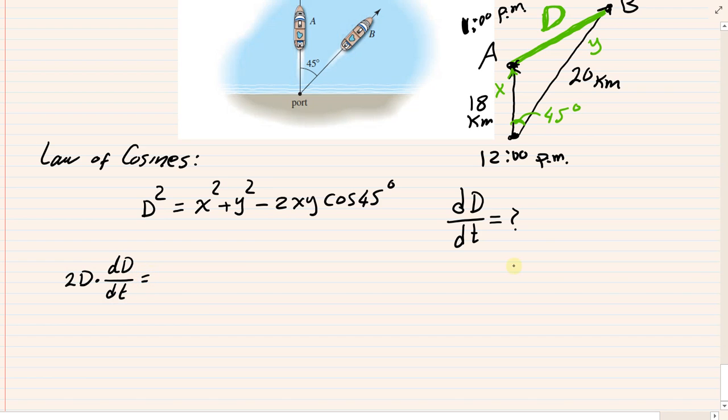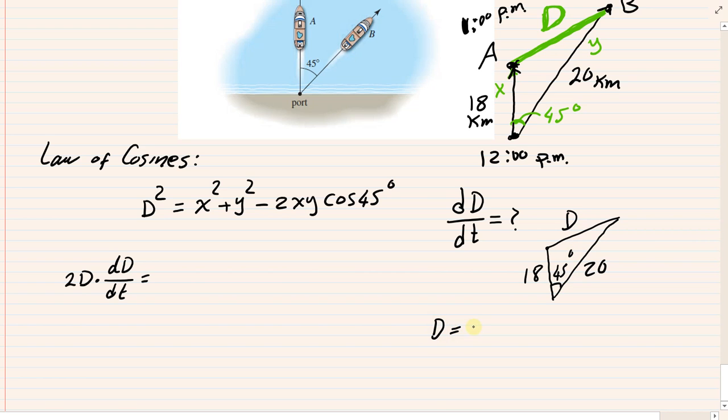And while we are at it, let's find the distance d between them at 1 o'clock. So at 1 o'clock, this is kind of how it's going to look. There you go. This is how things are at 1 o'clock. This distance is x. Now at 1 o'clock, remember, this is 18 and this is 20, because that's how fast they go in an hour. We want to know what d is, and this angle is 45 degrees. So I can use the law of cosines.